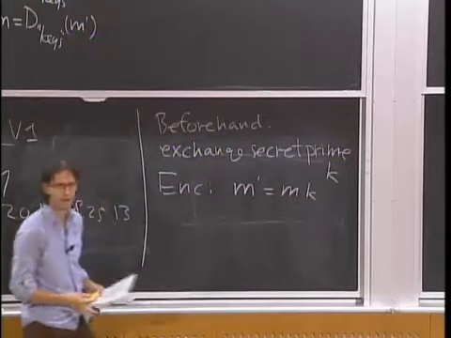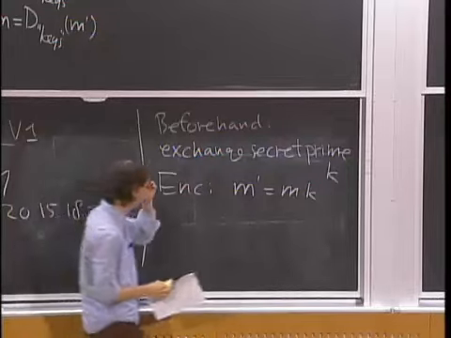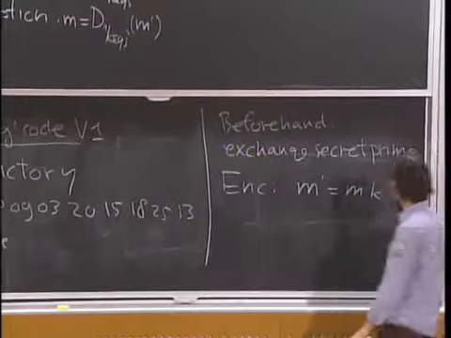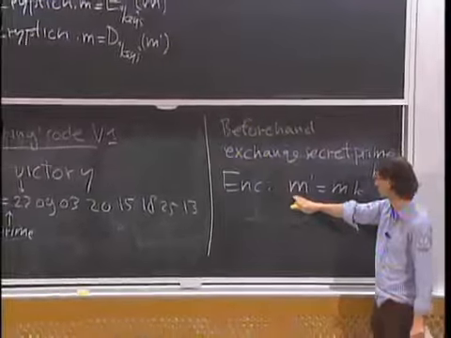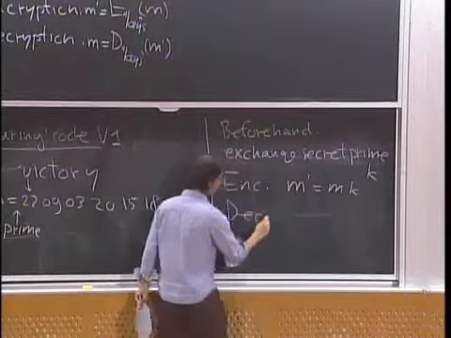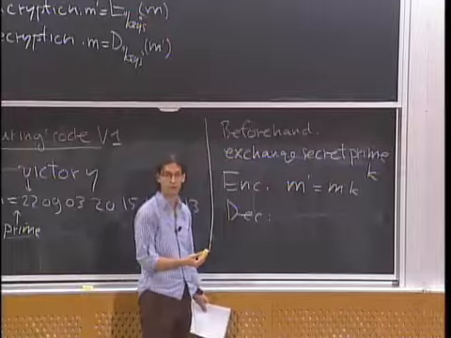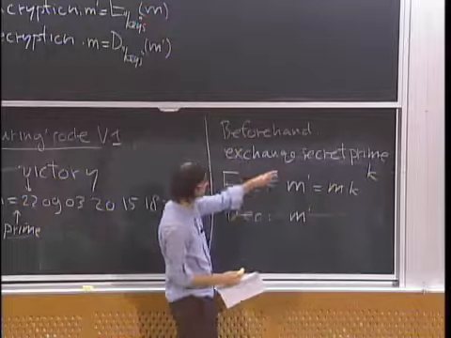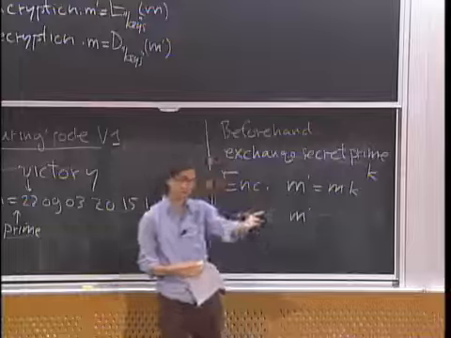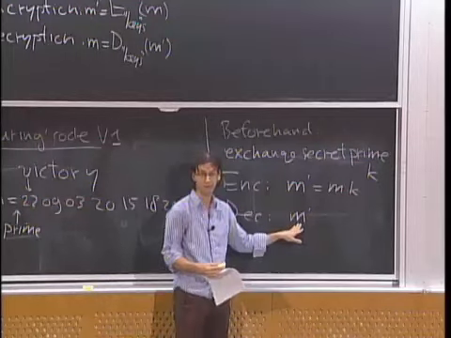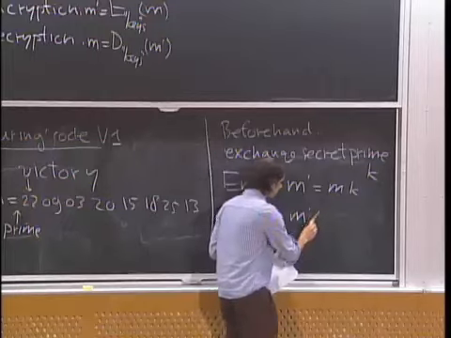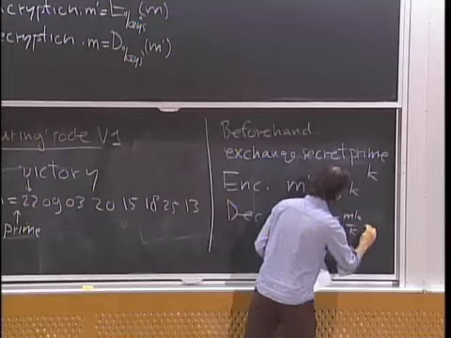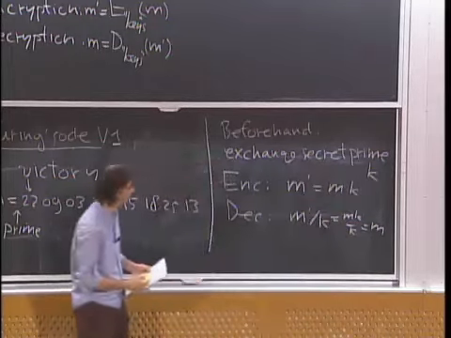Now you may wonder, why is this such a fantastic idea? But bear with me. So m is this first prime number, and we multiply it by a second prime number, and that's going to be our encryption. Now, how do we decrypt? That seems to be pretty straightforward, right? How do we do it? We start off with m prime. I know we have exchanged the secret prime k, so if I receive this encrypted message, well, I know the key k, so I just divide it by k, which is mk divided by k, and I get m. So that's pretty straightforward.